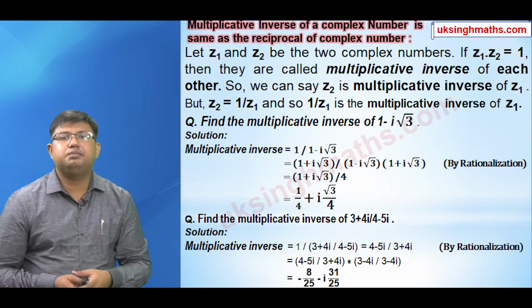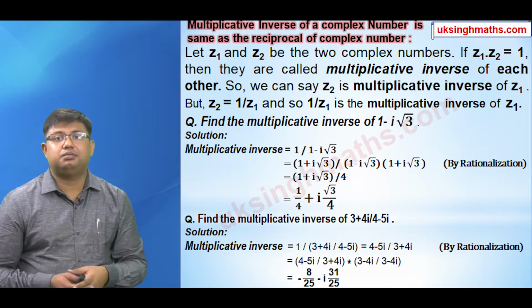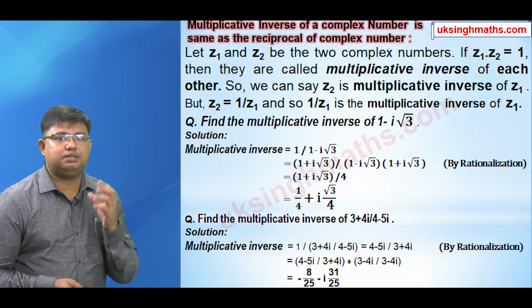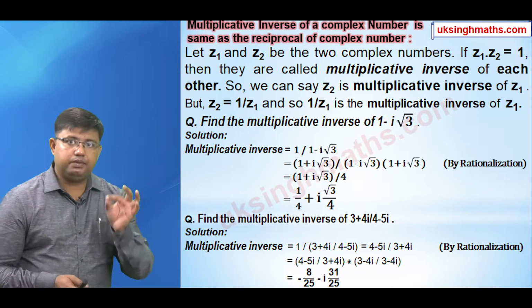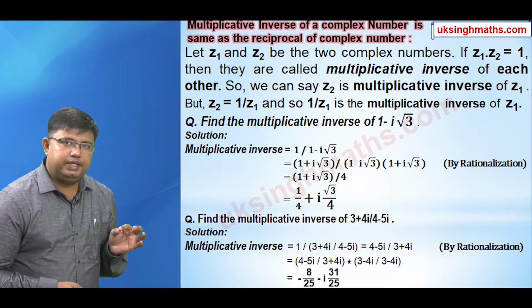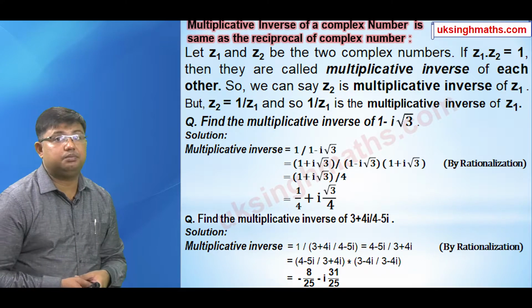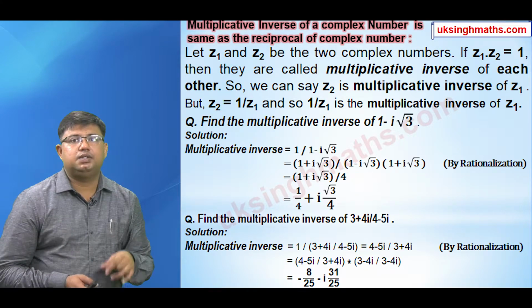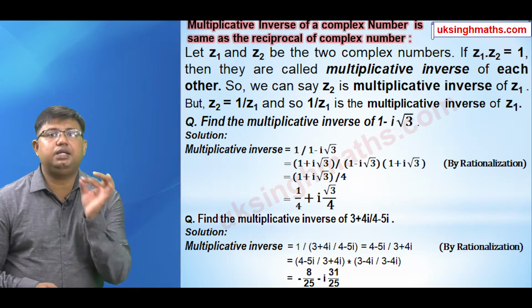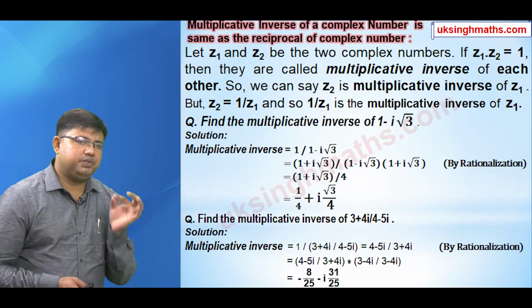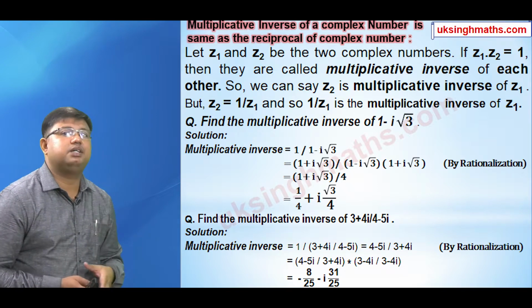Now the multiplicative inverse of a complex number is the same as the reciprocal of a complex number. Now let us visualize this concept. Let z1 and z2 be two complex numbers, and z1 into z2 equal to 1. Then they are called the multiplicative inverse of each other. But by this relation, you find that z2 is nothing but 1 by z1. So 1 by z1 is the inverse of z1. Thus you have clearly visualized that the multiplicative inverse is the same as the reciprocal of the complex number.